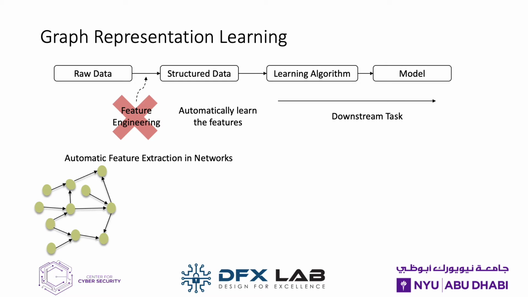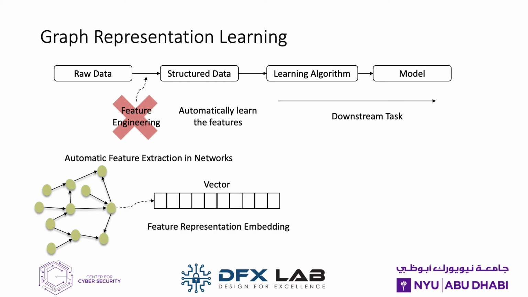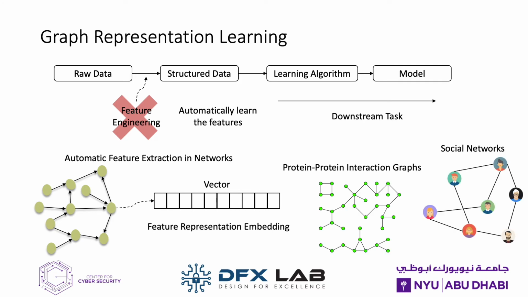So this is an example. We would have a network and we wish to obtain an embedding vector for each node in this graph that will capture its properties. And this is helpful for different types of networks. It is used in protein-to-protein interaction graphs and in social networks in addition to circuits.